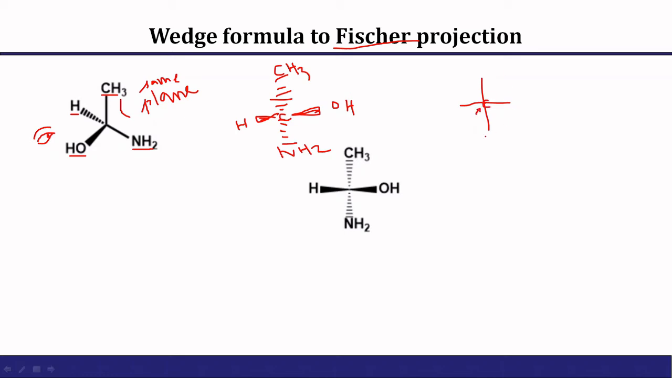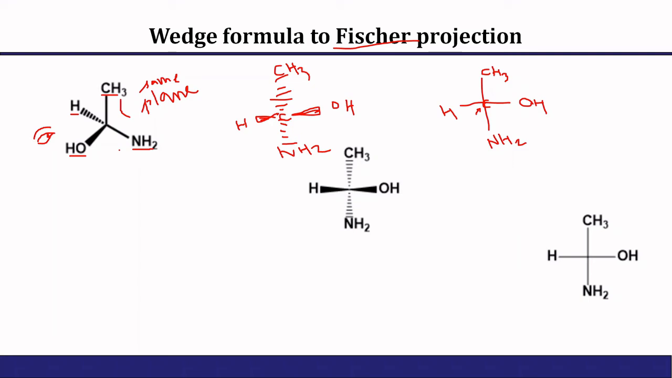This point represents the carbon atom, and there are four groups attached to this carbon atom. Here CH3 is on the top, OH on the right hand side, hydrogen on the left hand side, and we have one more, the NH2 group, at the fourth position. So this is the Fisher projection formula for this compound.